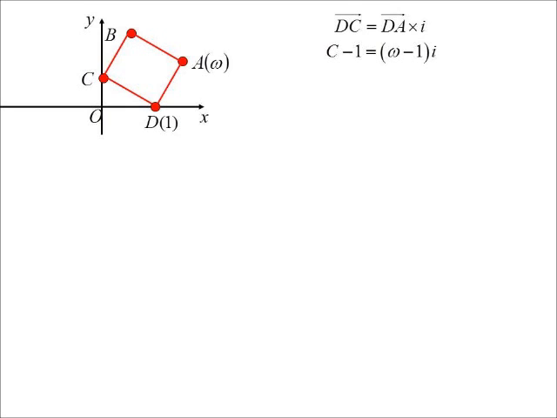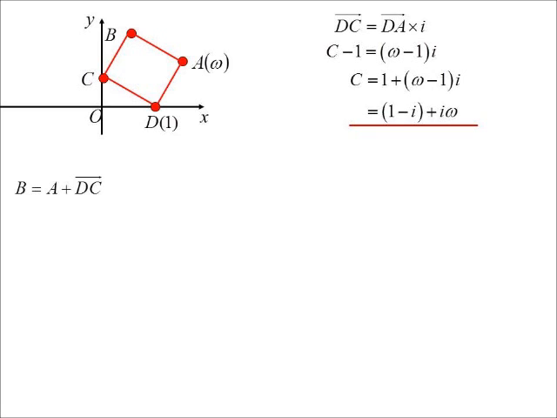I want to work out the point C. Remember, a vector represents head minus tail. So if I substitute in to try and work out the point, I've got to substitute in head minus tail. So vector DC is C minus 1, and it will equal DA, well, that's omega minus 1 times i. So now I can work out what point C actually is in terms of omega. Rearranging that, making C the subject, it would be 1 minus i plus i omega. That would represent the point C.